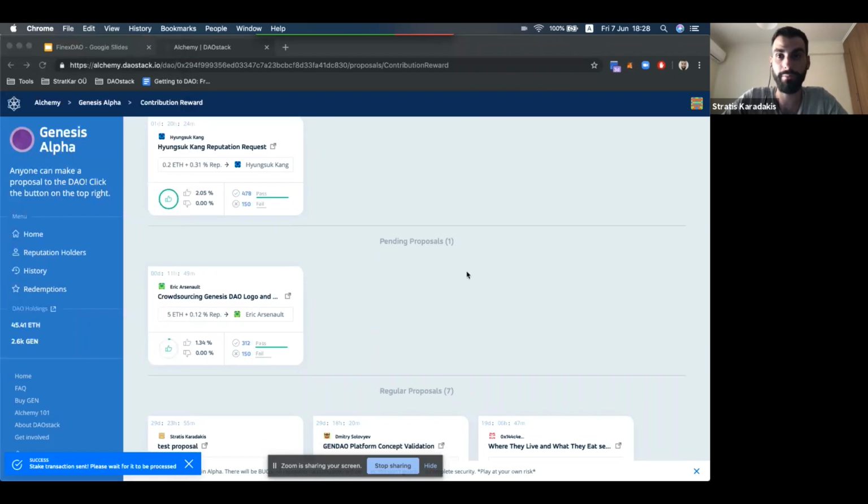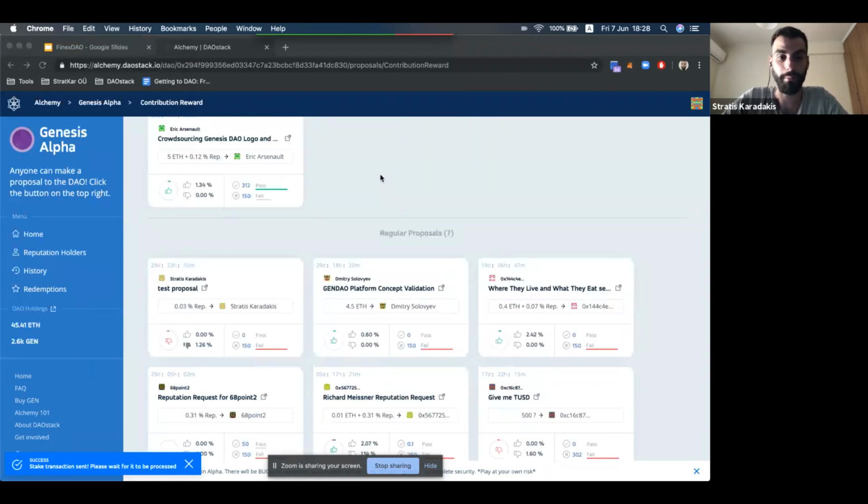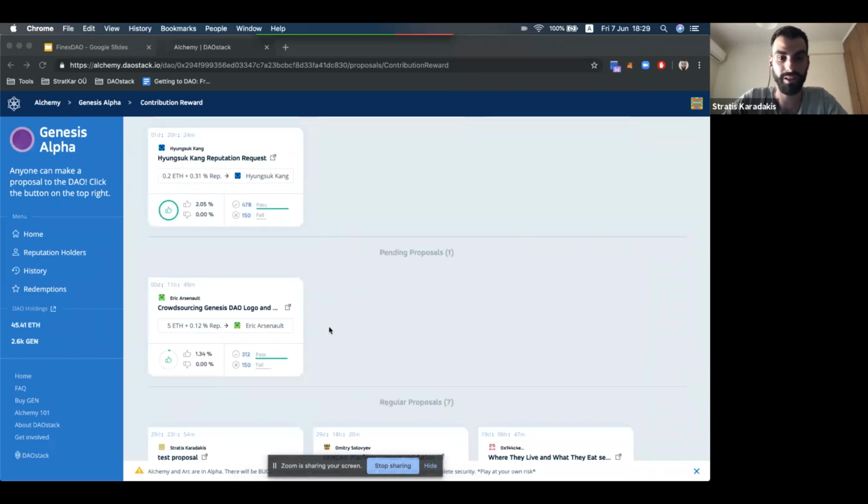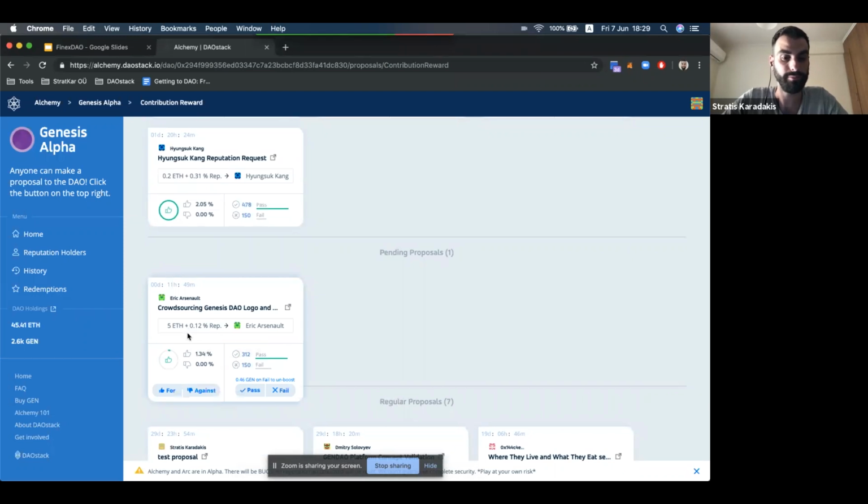Now, in the meantime, what happened is that my vote against transaction was processed in my test proposal. And as you can see here in the turnout, now it shows that there is a 1.26% negative reputation voted against it. Now, while we wait for the stake to go through, let's look at the other menu items here in the UI.